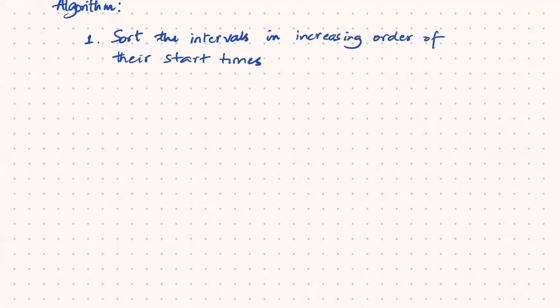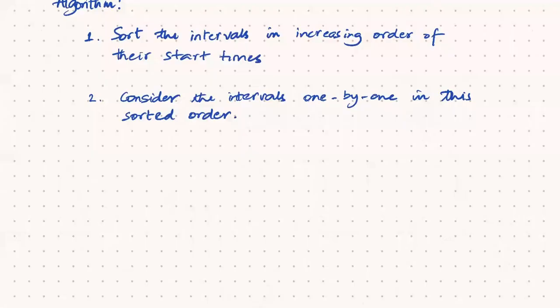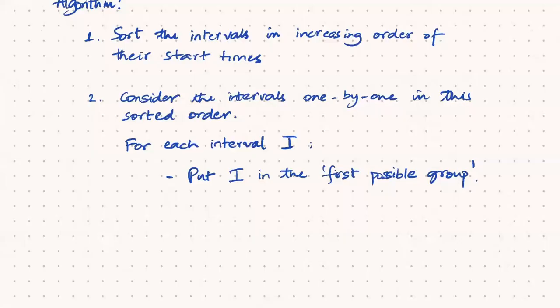Now we consider the intervals one by one in this sorted order. For each interval, let's say I, we'll put it in the first possible group. By this we mean it's the first group whose intervals don't overlap with I.